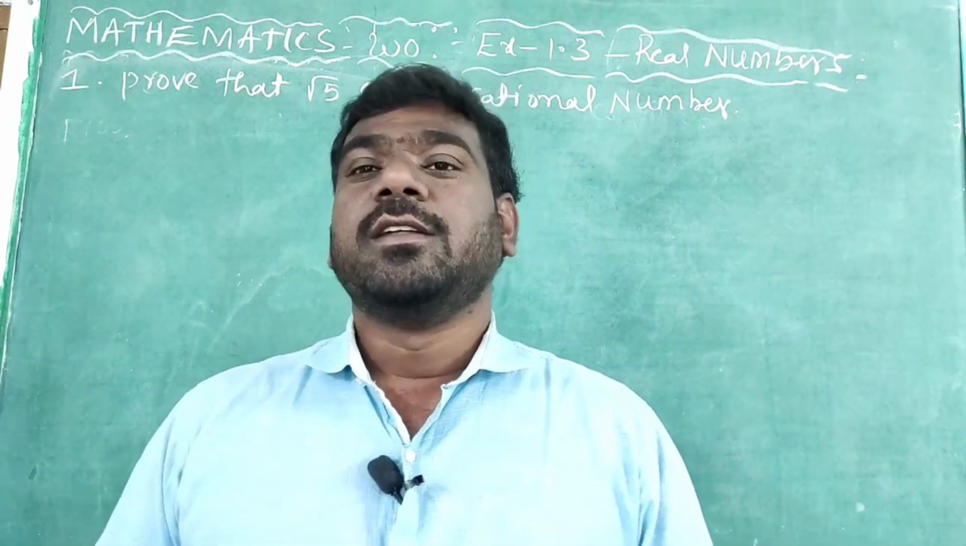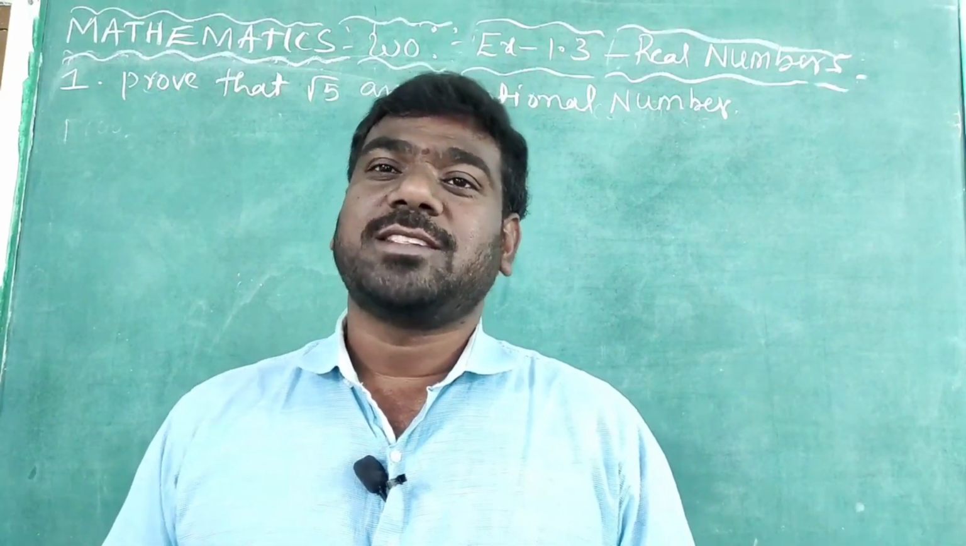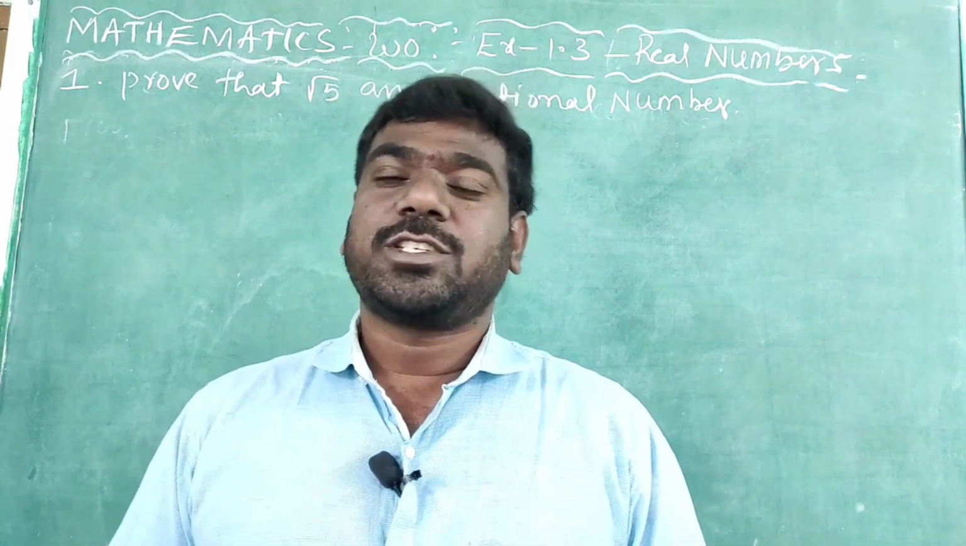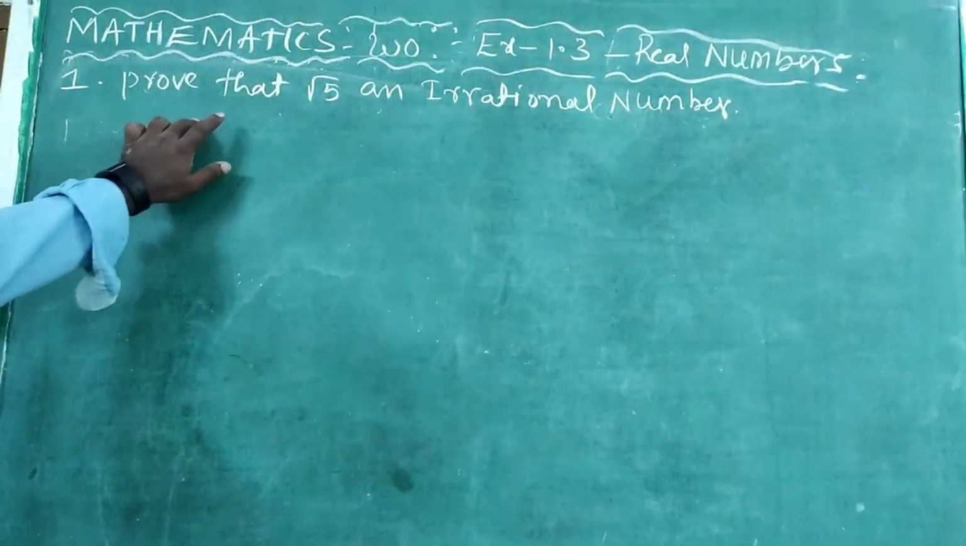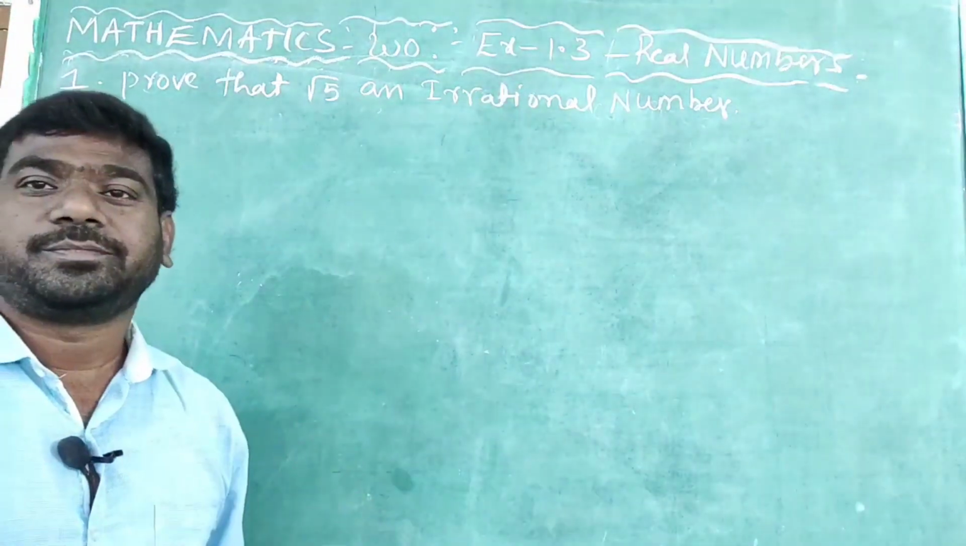Myself, B. Ravi. Today we are going to learn and discuss exercise 1.3 from the Real Numbers chapter. In that, the first question is: prove that root 5 is an irrational number.